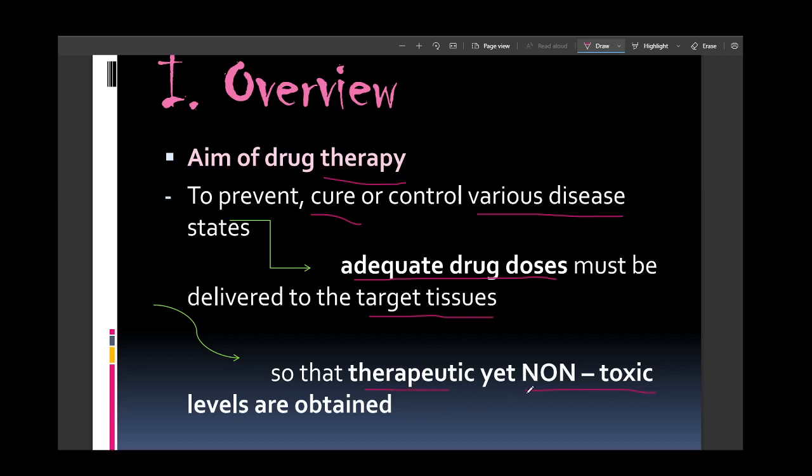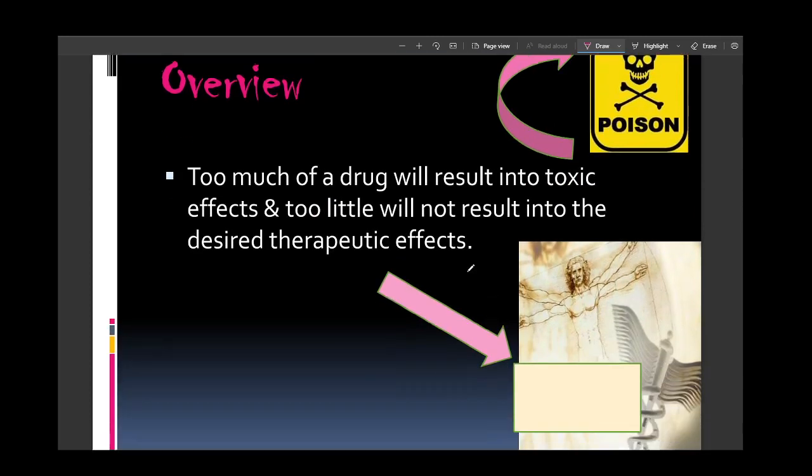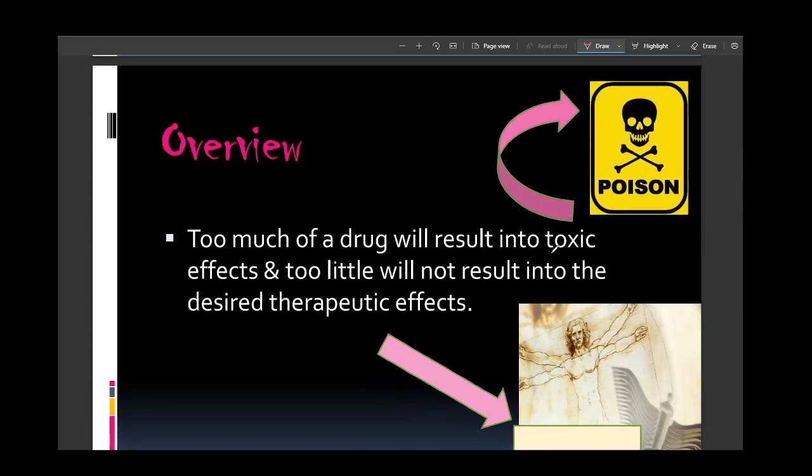We cannot give the drug in excess. We need to know how much drug should be given to a person so that it doesn't convert into a toxic substance and harm the body. Too much drug will result in toxic effects. The person can die or have morbid effects. Too little will not result in the desired therapeutic effects. We need to see the half-life of the drug.